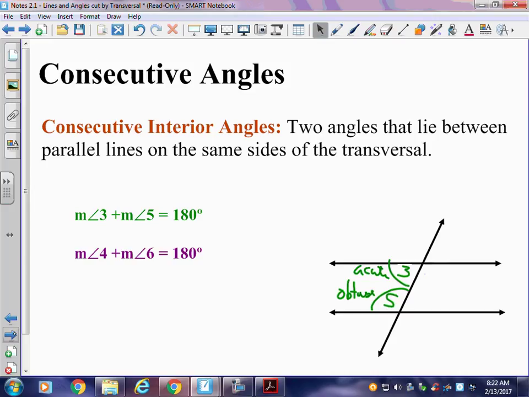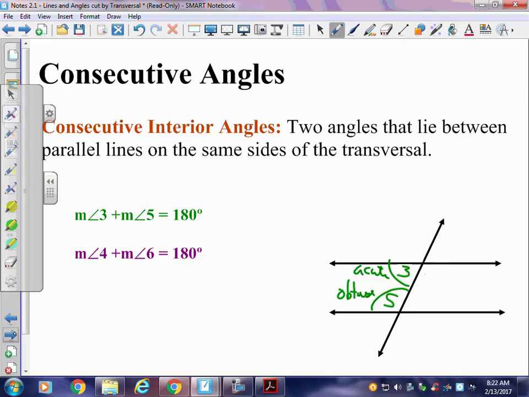And then on the other side, we're going to put 4 and 6. And as you can see, they're right the opposite. This is the acute, and this is obtuse, but they do add up to 180 because they are on the one side but interior to the angles.